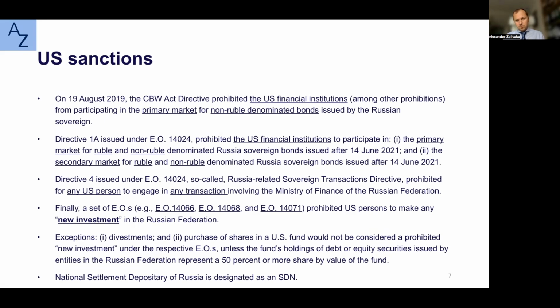Another important and very broad prohibition was issued pursuant to a number of executive orders, where the most relevant and the broadest would be Executive Order 14071, which prohibited US persons. And here we talk about any US person, so not just a bank, but also an individual of US nationality living in the US or abroad, any person, any US company, any branch of a US company, any alien living in the United States, to make new investments in the Russian Federation. And new investments would arguably cover any purchase transaction.